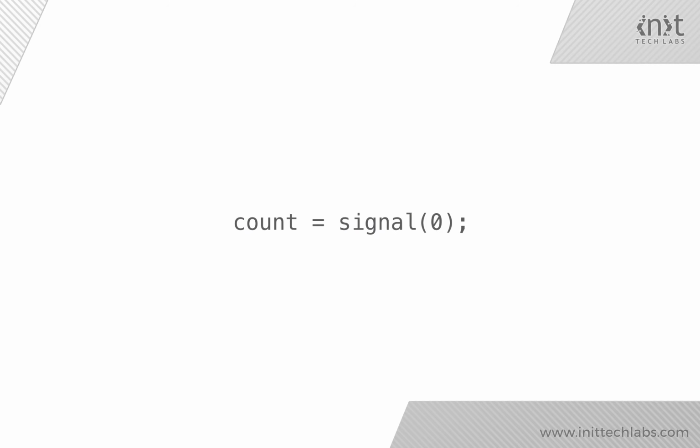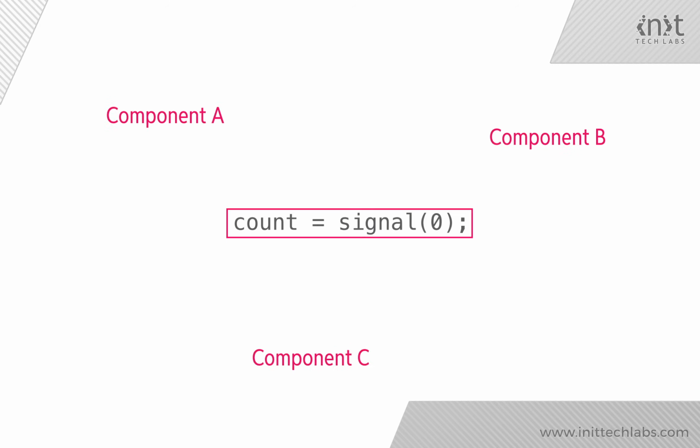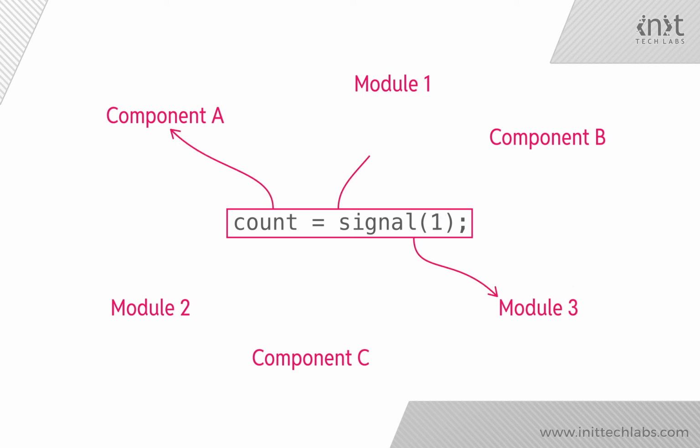The signal acts as a wrapper around the value, that is the state, and when the value is changed, all the linked components and modules are notified about the change. This is the main behavior and a strong feature for reactive programming.